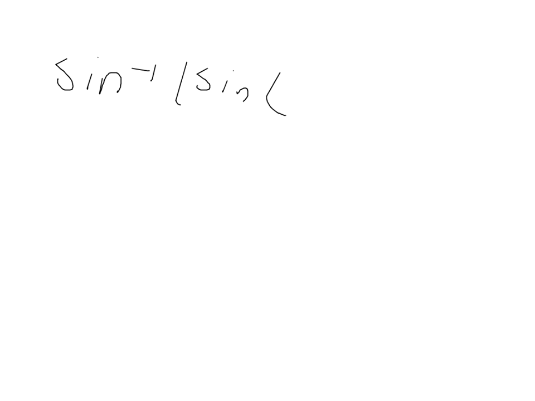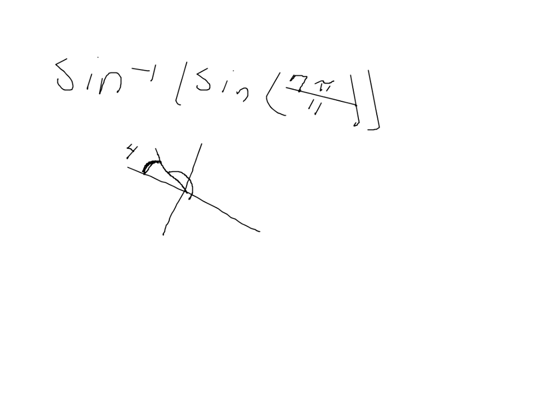Inverse sine of 7 pi over 11. Now you know why we had to do all that reference angle stuff. So 7 pi over 11 is here in the second quadrant. So there's 7 pi over 11. And the reference angle is 4 pi over 11. So I get 4 pi over 11. It's positive because sine is positive in quadrant 2. Okay.